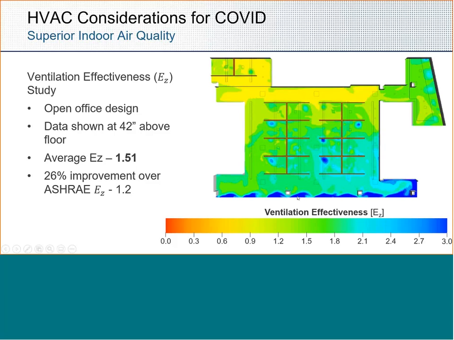You can see right at those fresh air outlets a really high ventilation effectiveness in the blue. The average at the breathing level for seated occupants, 42 inches above the floor, average E sub Z, which is again ventilation effectiveness, was about 1.51 throughout this entire space. Throughout the open office you've got anywhere from 1.2 to even up in the high twos where those diffusers are located.